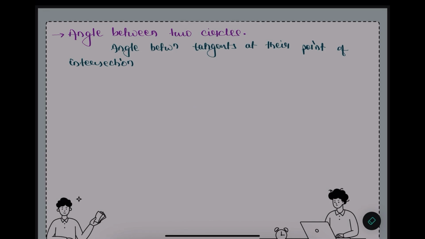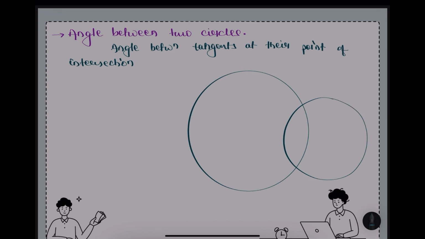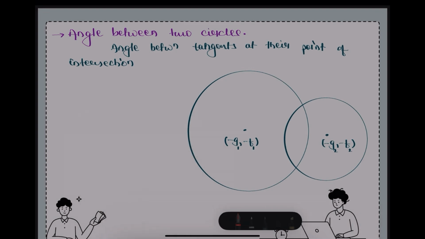Suppose that this is the first circle, and suppose that this is the second circle. Suppose that this is the center of the first circle, (minus g1, minus f1). Suppose that this is the center of the second circle, (minus g2, minus f2). You know that it cannot be the same, so I'll put 1 1 and 2 2. So you know what the centers are. Now look at this. This is the point of intersection.